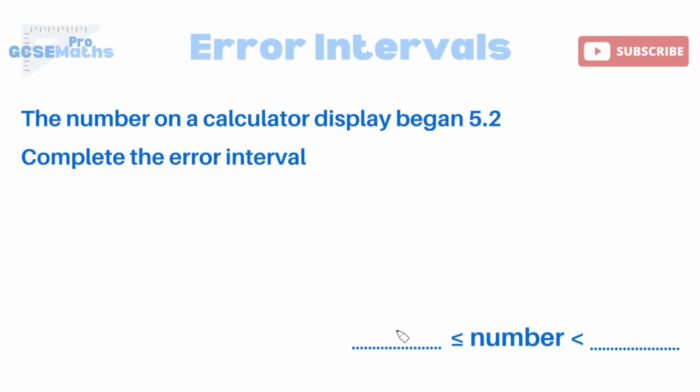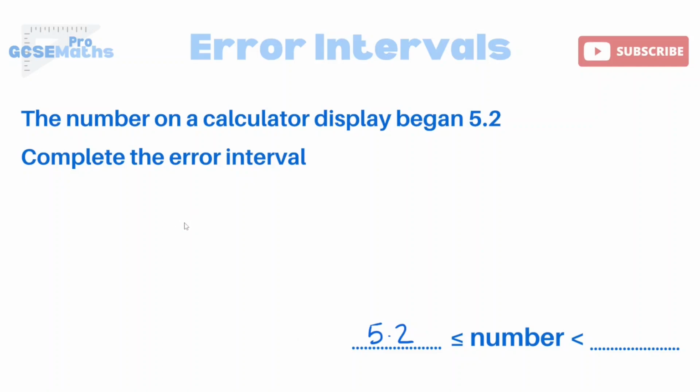So the smallest it can be is that number, isn't it? 5.2. It can't be 5.1 something because we know for certain that we saw 5.2 on the calculator. We just don't know what came after the 2, if anything really. So the smallest is 5.2. Can be equal to that, it can be more than that, but up until what point?